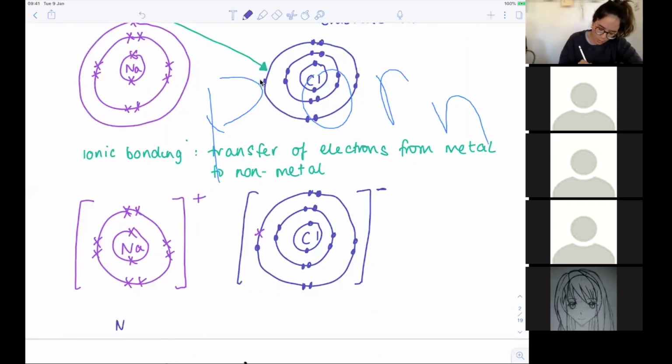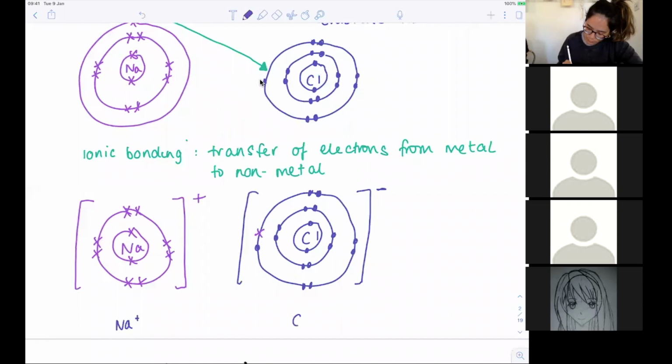So we have sodium and we have chlorine. And that's really, when they ask you to draw an ionic bonding diagram of sodium chloride, that is your final answer.